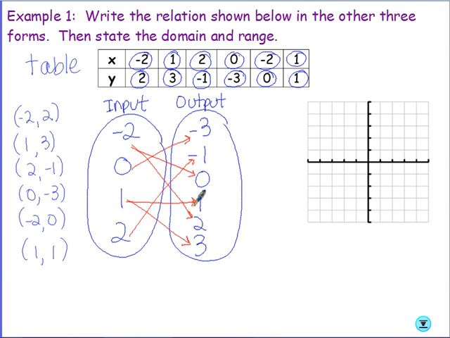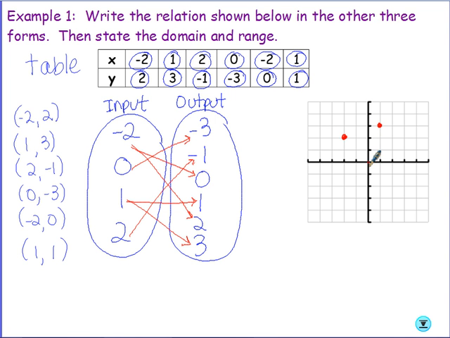That is a mapping diagram. We put the inputs, we put the outputs, we put arrows between them. The final thing is going to be, obviously, our graph, and I provided you with a graph here. So our first pair is -2, 2, so I'm going to go left 2 and up 2, put a dot. Next pair, +1 to the right, up 3.